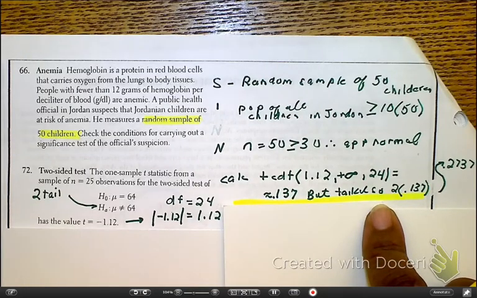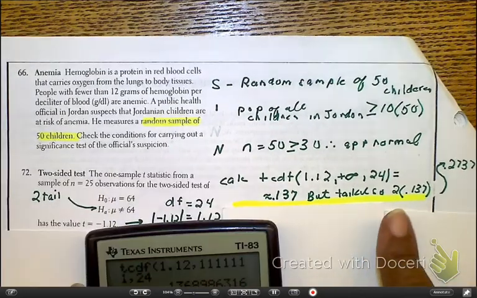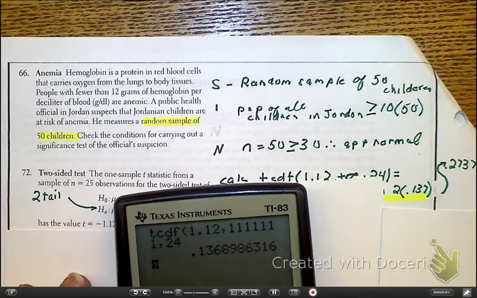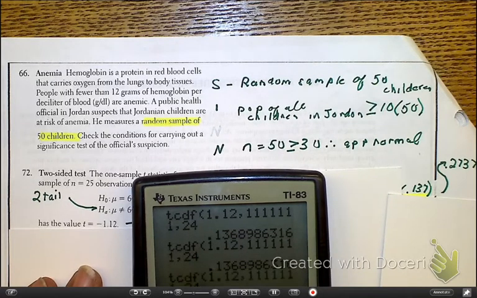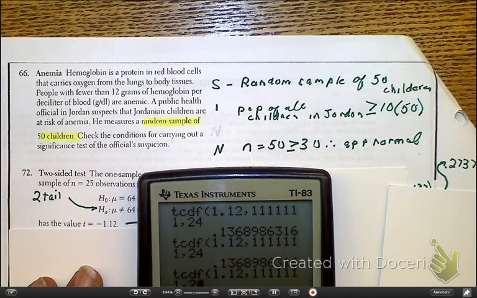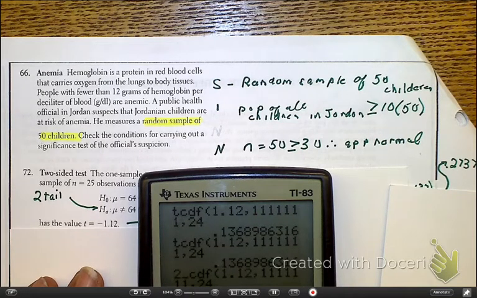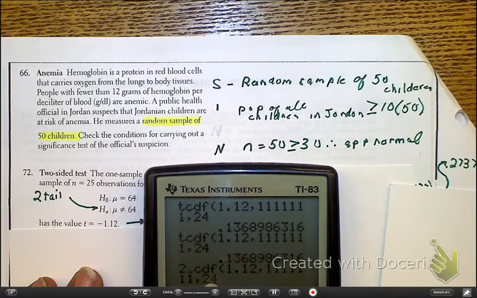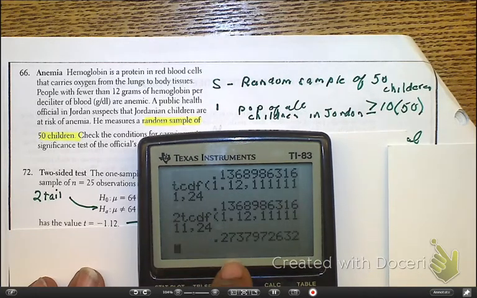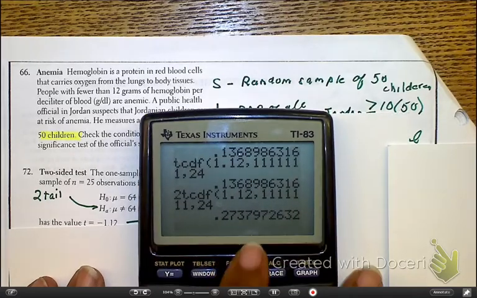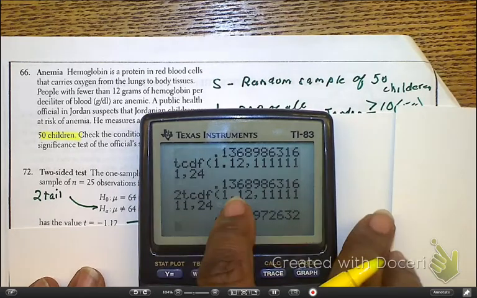So what some people do is they just literally, well, let me do this another way. They go 2 times that other number, and then it spits out the value. So let me insert that 2. So 2 times that tcdf, because you know it's two-tailed. And you see you're going to get your answer of 0.27. Okay, too many brain cells for me. I just know to take this and then multiply it by 2 a little later.